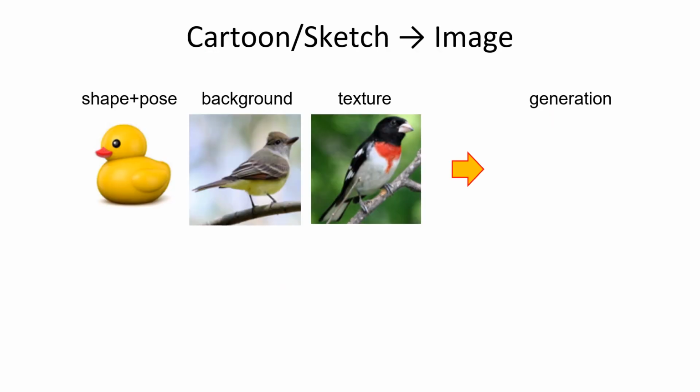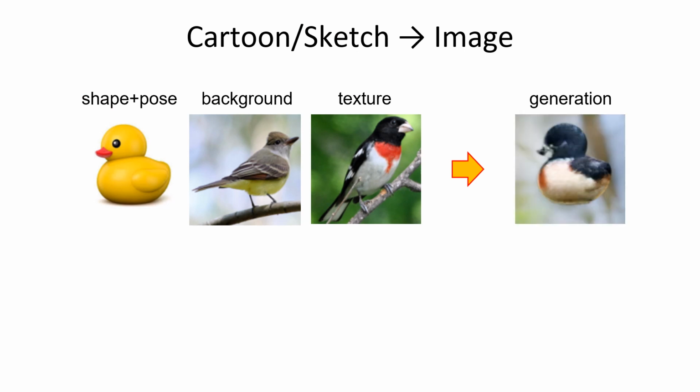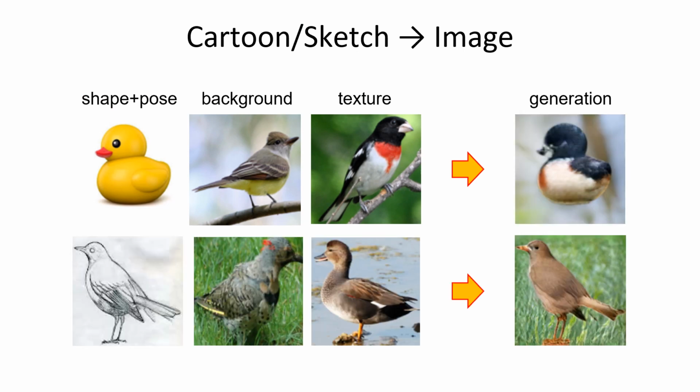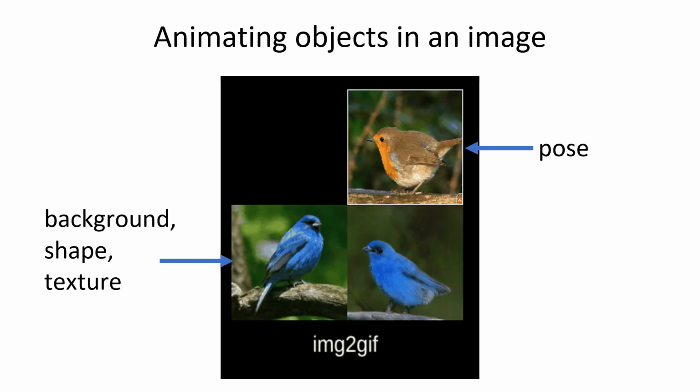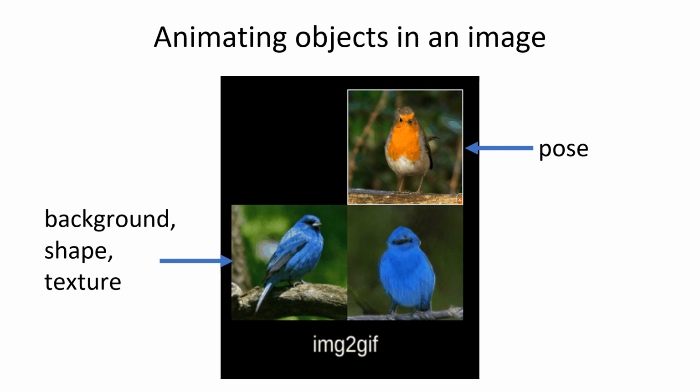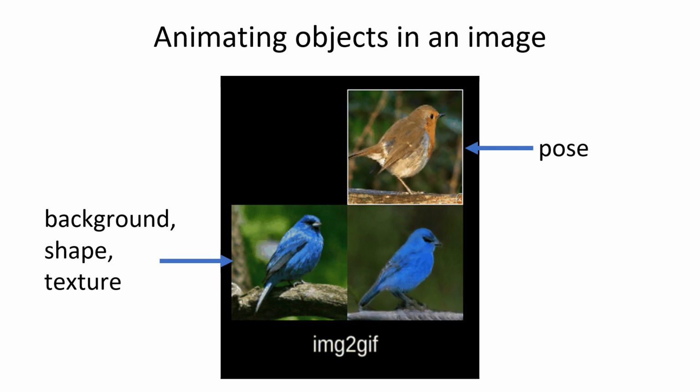With MixNMatch, we can colorize cartoons or sketch images where we take the background and foreground color from different real images. We can also animate an object by taking the pose from a reference video clip.